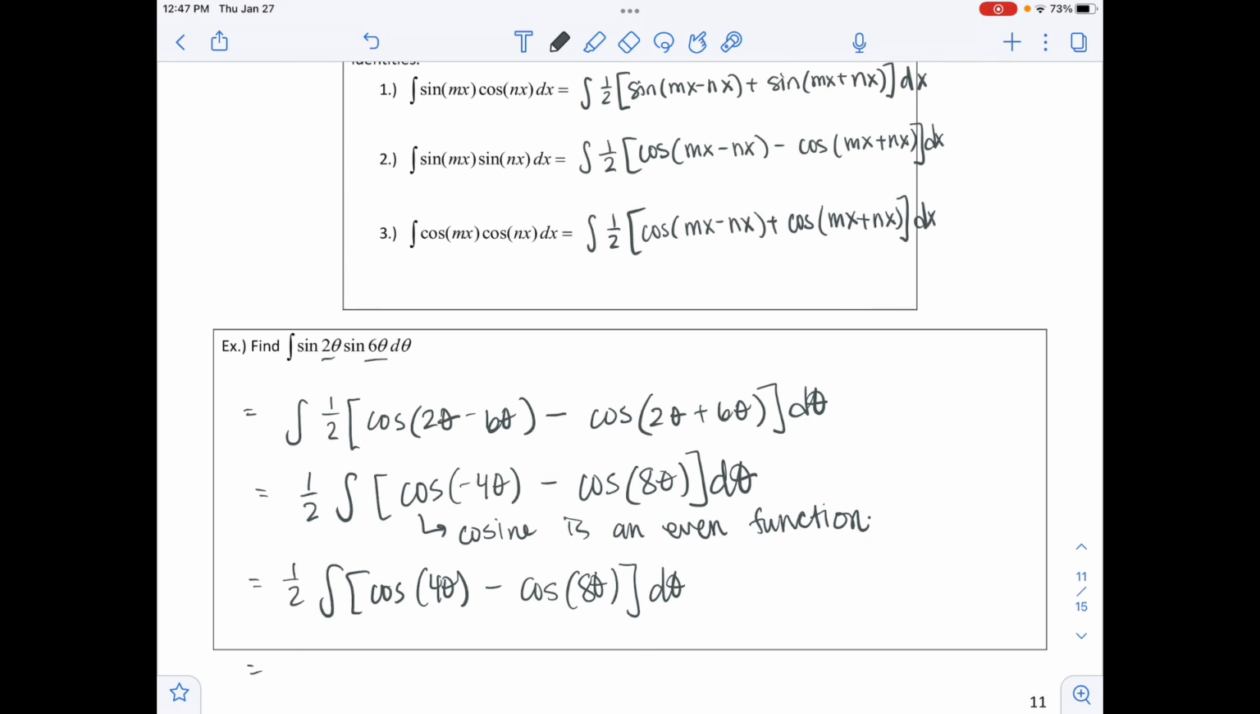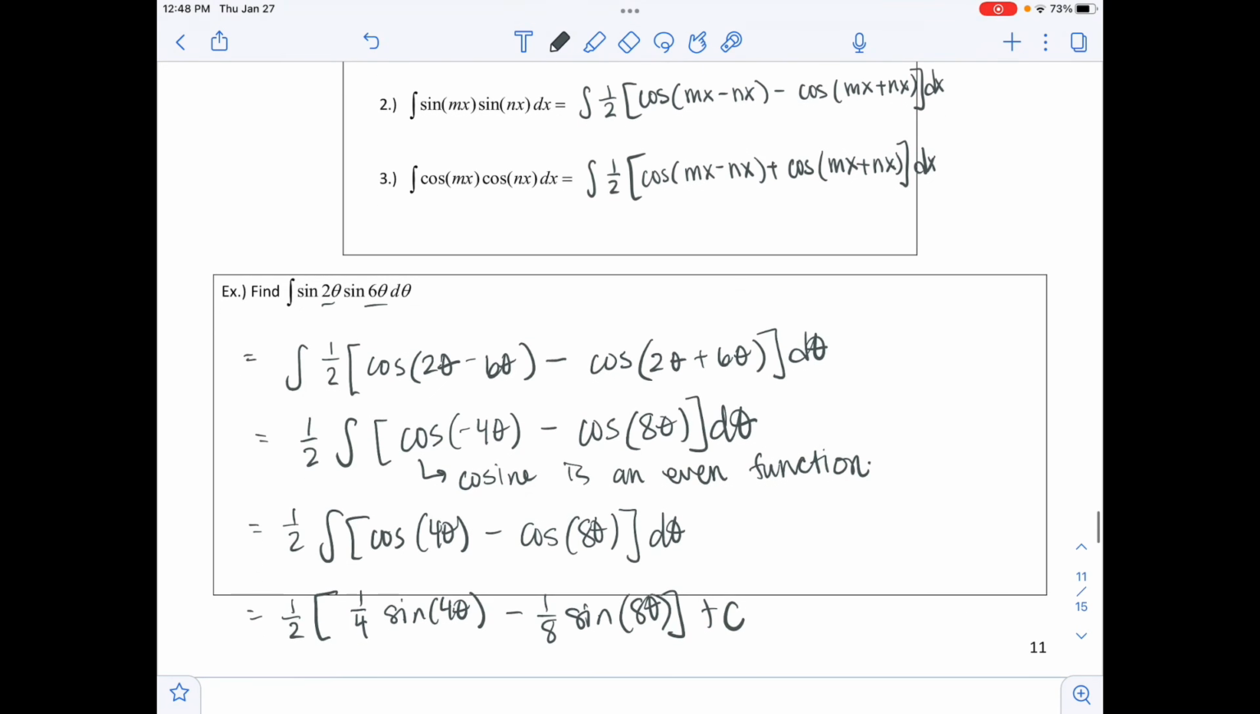And so integrating, we arrive at 1/2 times 1/4 sine of 4 theta minus 1/8 sine of 8 theta. And this is an indefinite integral, so definitely add a plus c. From here, you can clean this up just a little bit if you wanted to distribute the 1/2, or you can leave it as it is. If you wanted to distribute the 1/2, we would arrive at 1/8 sine of 4 theta minus 1/16 sine of 8 theta plus c.